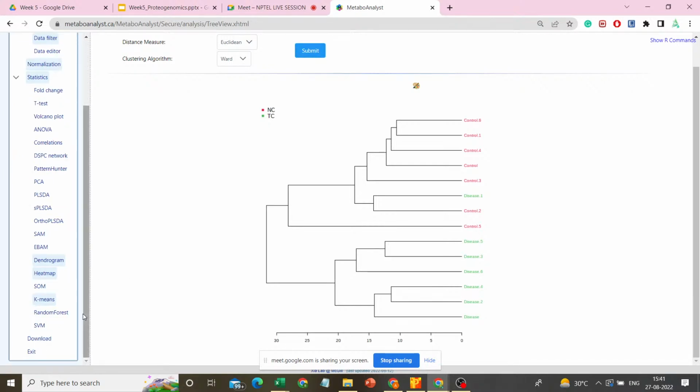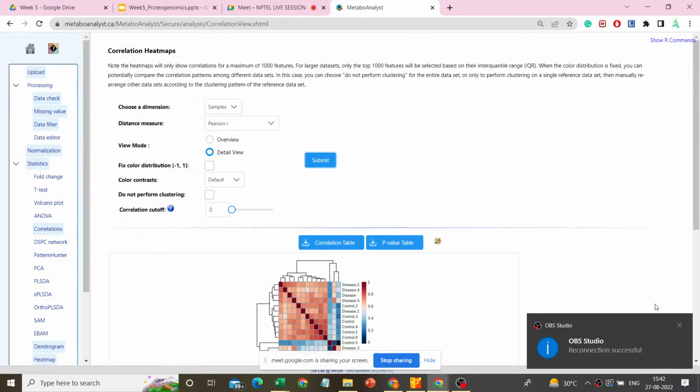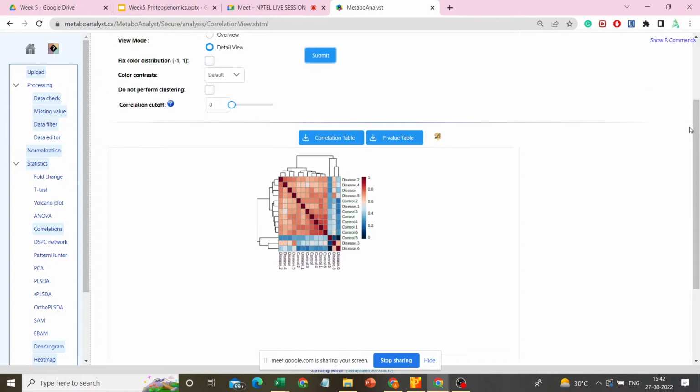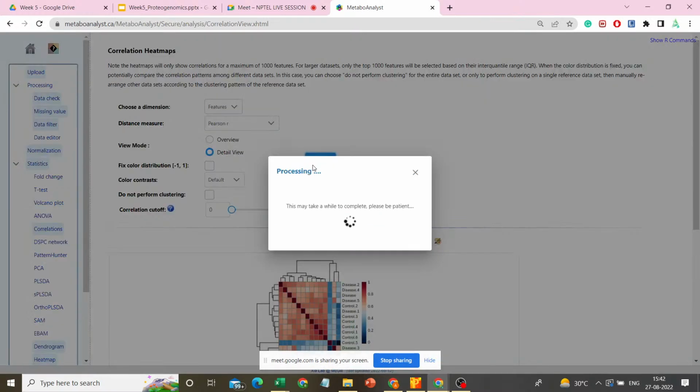Okay, so here also you can see, whatever paper we showed, the different kinds of things. These are the diseases, and this is the control set, which are getting clustered. This is just sample wise. Let us look at the feature wise.